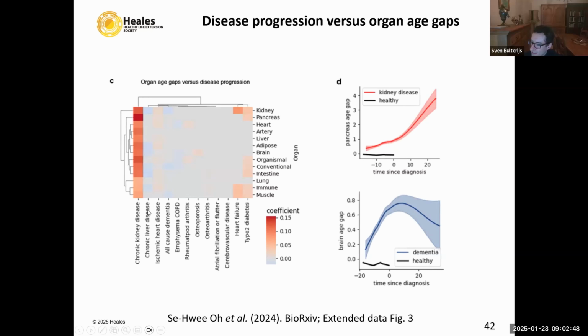And what you see here is that chronic kidney disease is really linked to all of these aging clocks very strongly. And for the rest, it's actually not so many correlations happening.